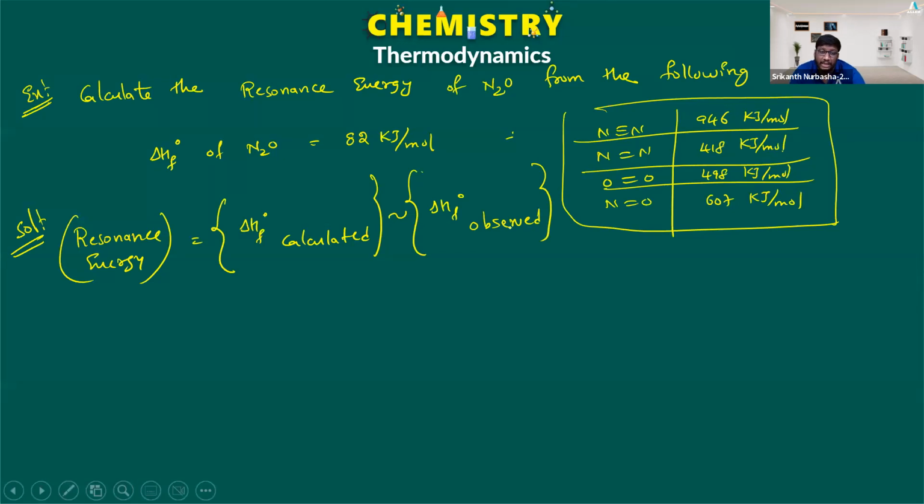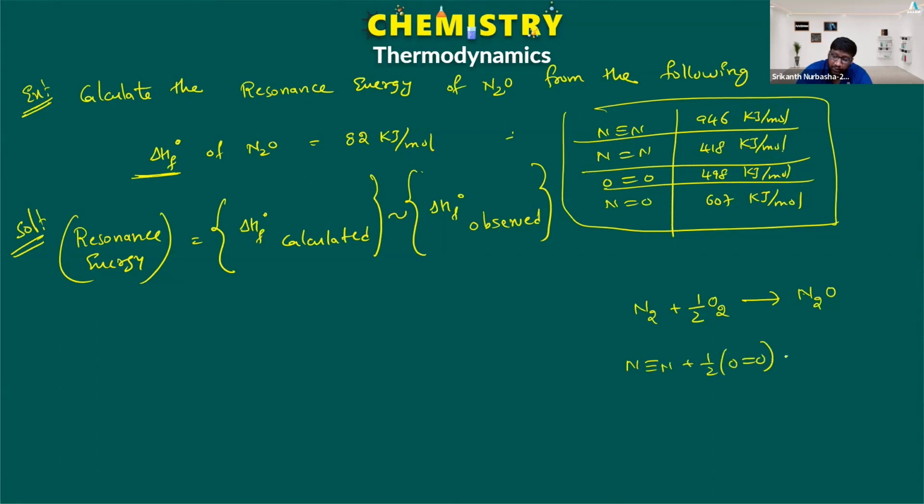How much is delta HF naught calculated? We look at the calculated delta HF naught for this particular N2O. How is N2O formed? Delta HF naught, the naught indicates standard condition, and the F indicates enthalpy of formation. So enthalpy of formation of N2O means we have to produce 1 mole of N2O from nitrogen and oxygen. Nitrogen exists in N2 gas state, oxygen exists in O2 gas state. To balance it, I write N2 plus half O2 gives rise to N2O. So I can write N triple bond N plus half of O double bond O gives rise to N2O.